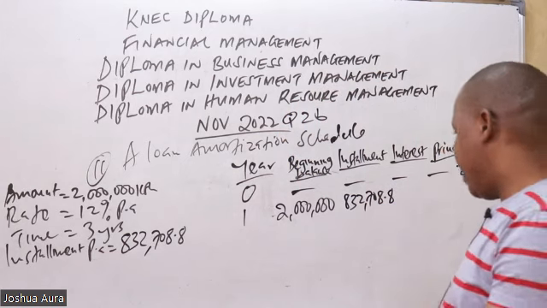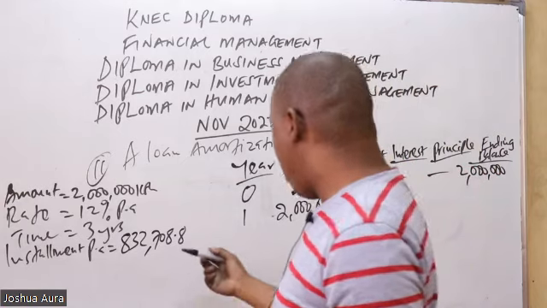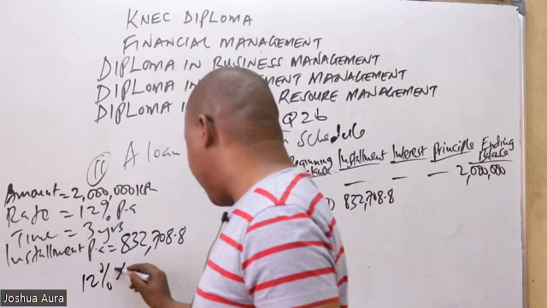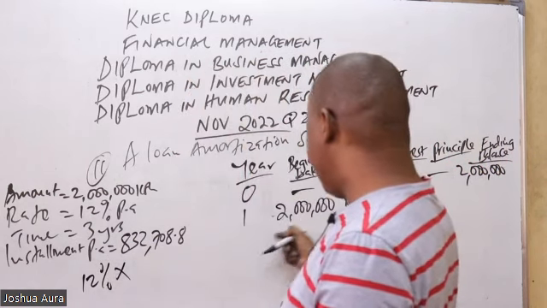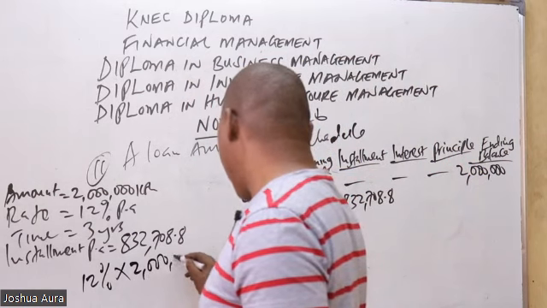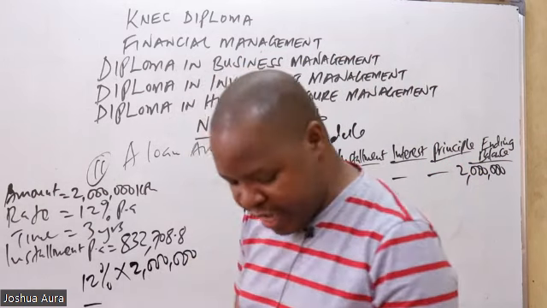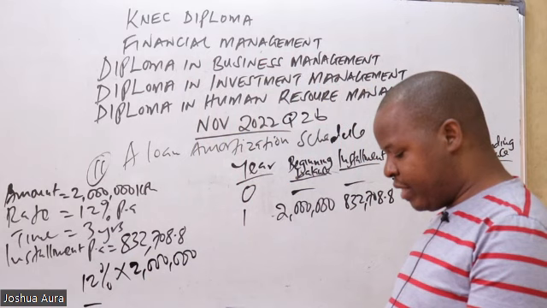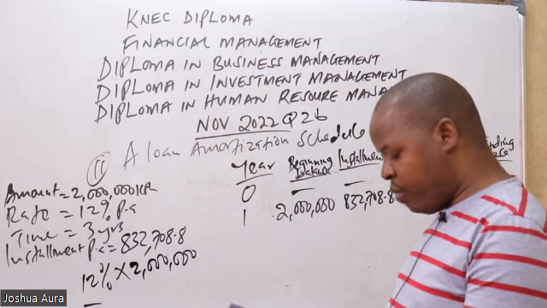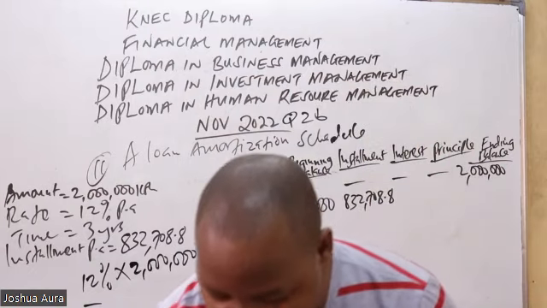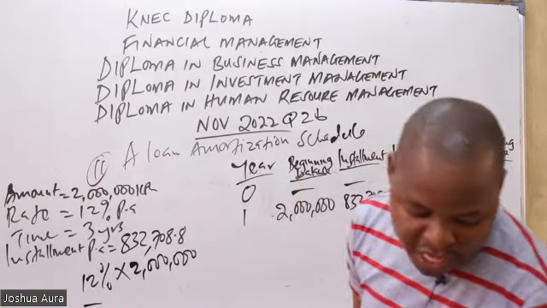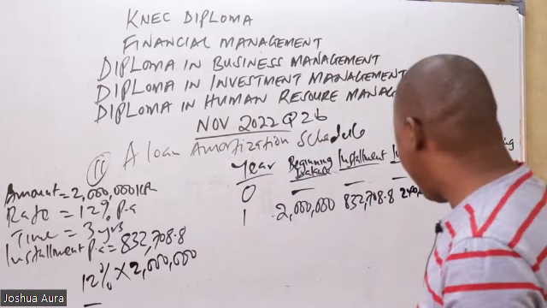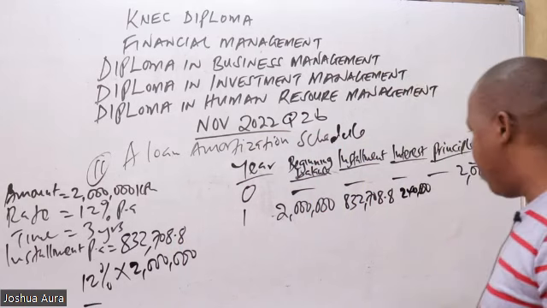So how do we get interest? The annual interest will be that rate, which is 12%, times the beginning balance, which is 2 million. So how much are we getting as our interest? When you take 12% of 2 million, you are getting 240,000 as your interest.